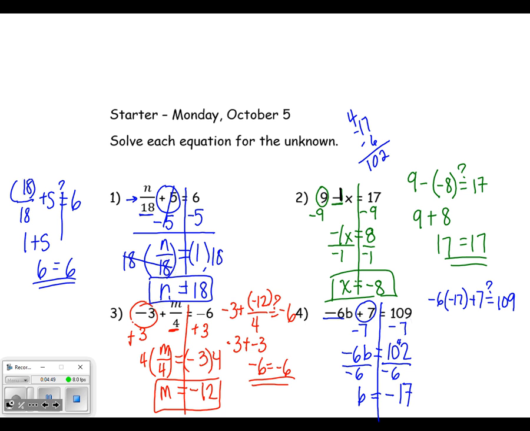So here I've got positive 102 plus 7, and that gives me 109, which equals 109, so I know that that is the correct answer.